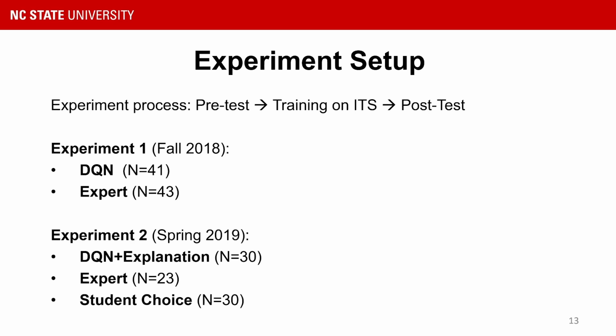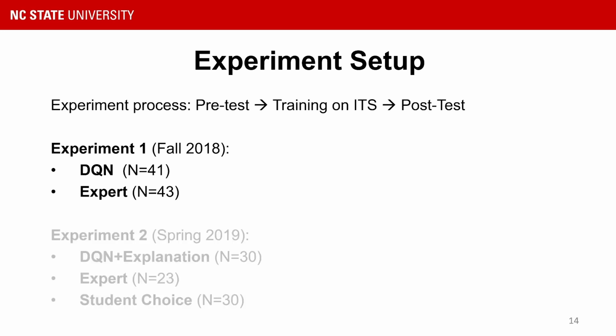For experiment number 2, which was carried out in spring of 2019, we split the students into 3 groups, a DQN plus explanation group with 30 students in it, an expert baseline policy with 23 students in it, and a student choice policy with 30 students in it. Experiment 2 is where we will test our agency and communication hypotheses by comparing the DQN plus explanation group against the expert group for the communication hypothesis and comparing the student choice group against the expert group for the agency hypothesis.